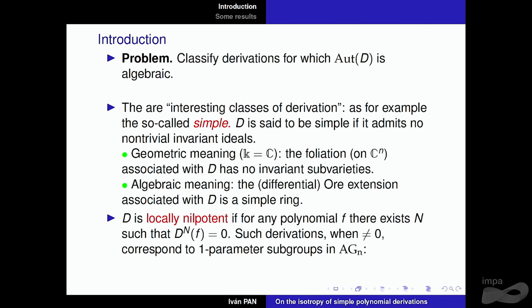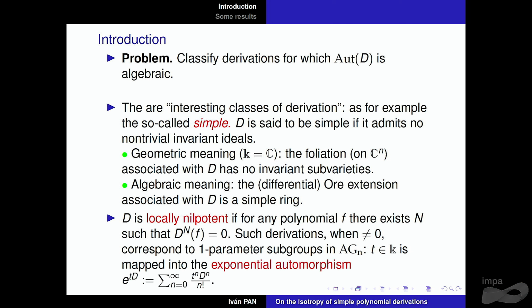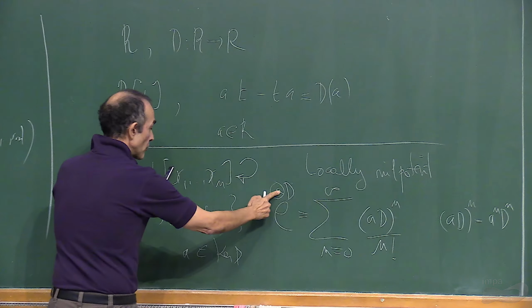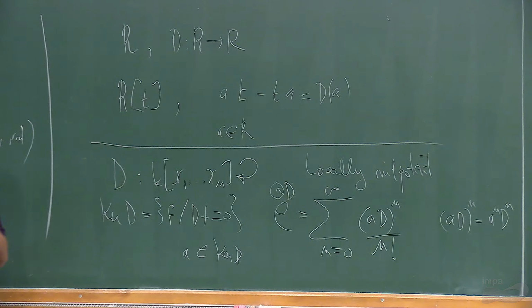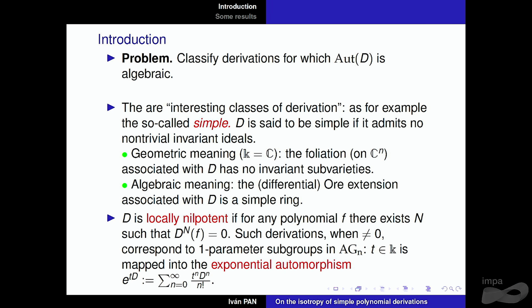called exponential automorphism. And for example, if you take T, a scalar, an element of the field, then T is mapped to this exponential automorphism where you take here A as a constant, which is in the kernel of D. And you have an action of GA, the additive structure of K, there, this series. Then it is a one-parameter subgroup.